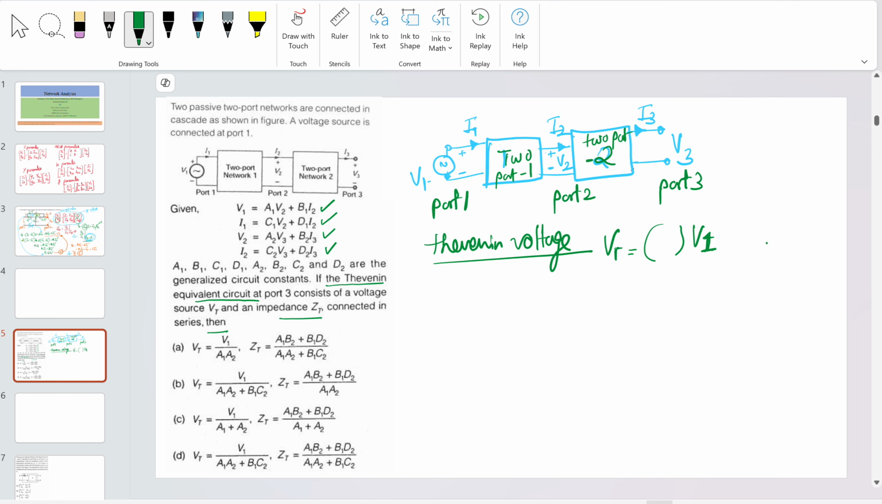Keeping I3 equal to 0, because that is the port number 3 you have to find out. So I3 will be kept at 0 because it is the open circuit port. Okay, try to solve it. Keeping the values in these equations basically, you can solve it.